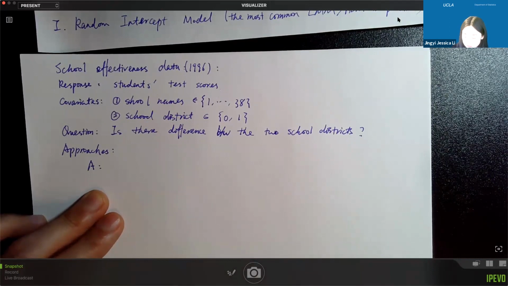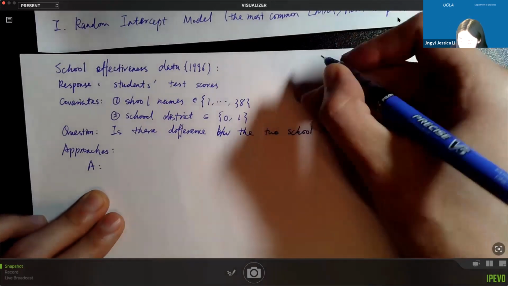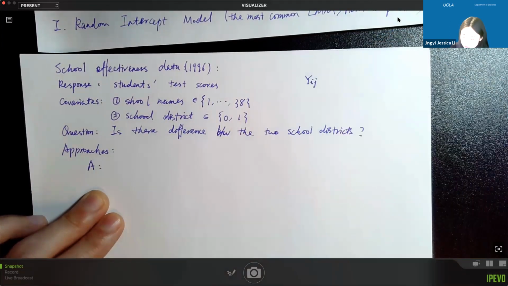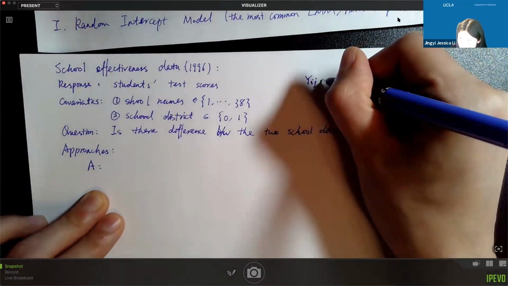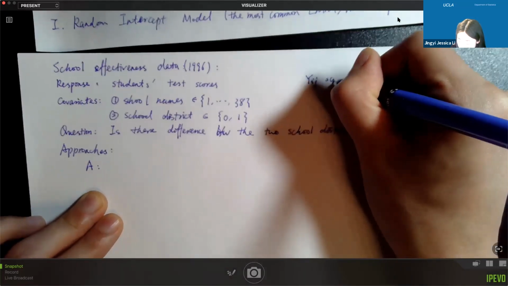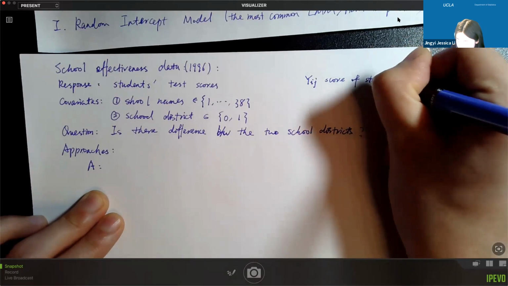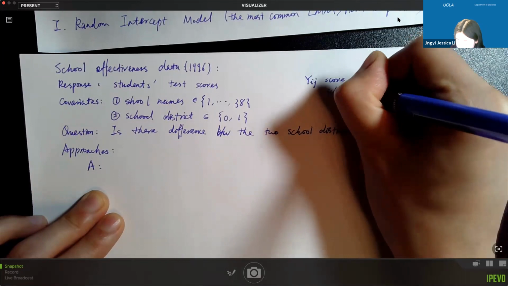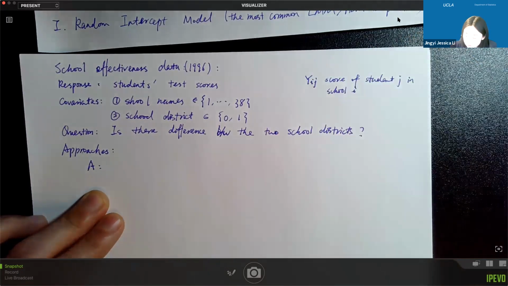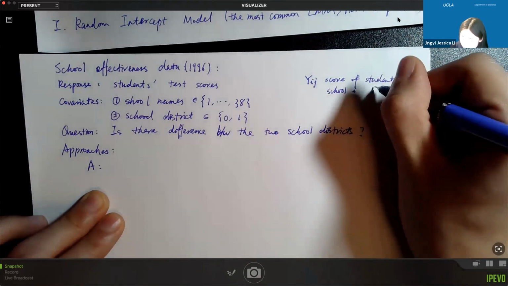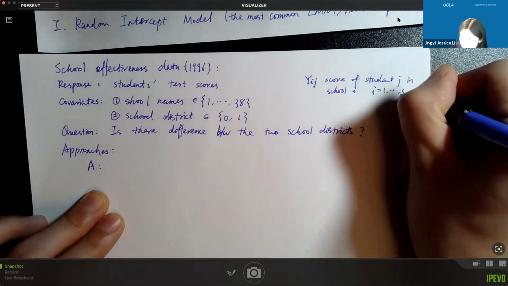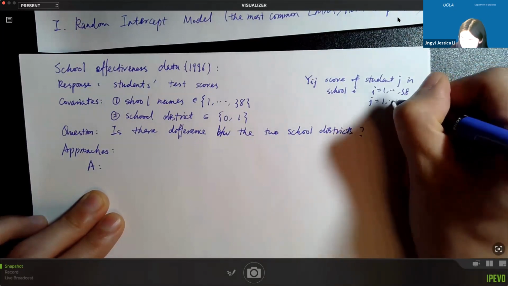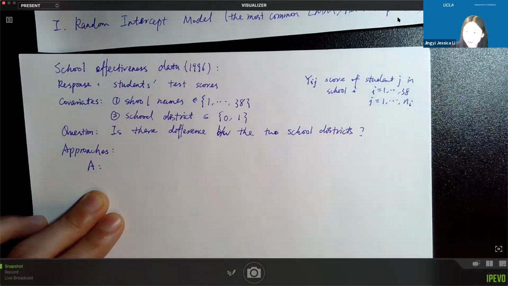So then for the first approach, we can use the notation Yij. Let me give you the notation. Let's say that is the score of student j in school i. That's the response. And of course, we have i going from 1 to 38, and j is nested in i, so we assume the size of school i is Ni. This is what we have been familiar with.